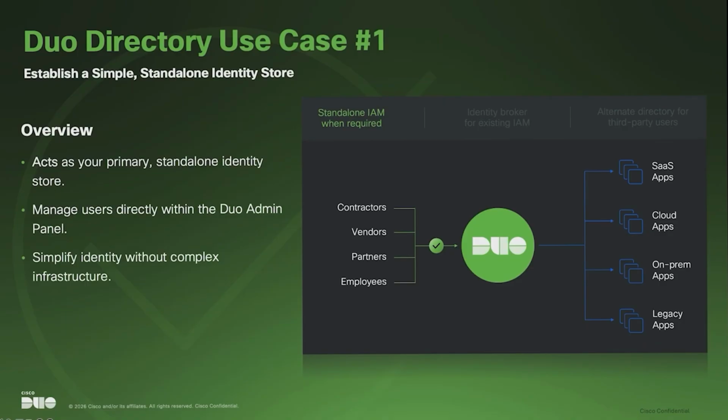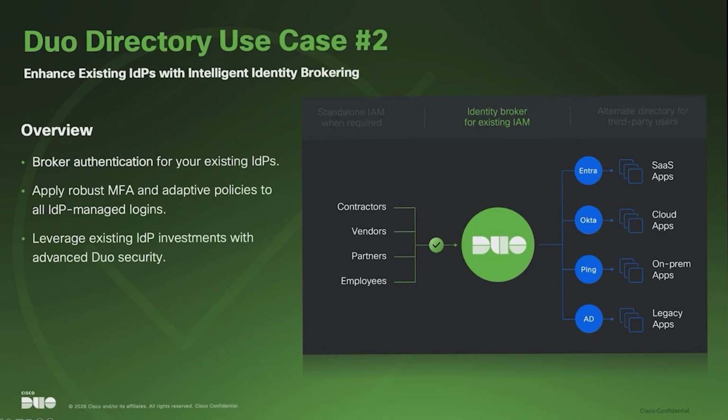Moving forward, we'll examine how Duo Directory enhances your existing IdPs by acting as an intelligent broker. Duo Directory can sit in front of your existing identity providers, acting as an identity broker. And what this means is it can mediate authentication requests, apply Duo's robust MFA and adaptive policies, and then pass the authenticated user back to your identity provider. This setup allows you to leverage your existing IdP investments while adding Duo's advanced security features, ensuring that every login is protected by strong authentication and context-aware policies, regardless of the application.